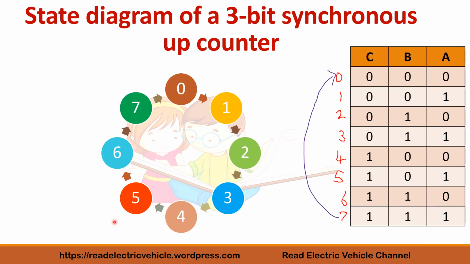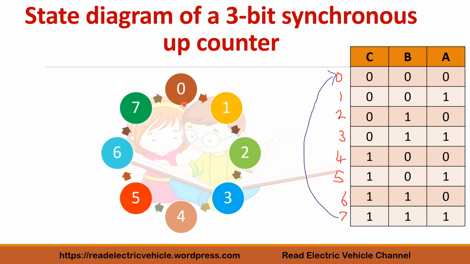Next, the important topic is the state diagram of the counter. A state diagram represents the different states of the counter, or shows in what manner the states of a counter change. It is a 3-bit synchronous up counter, and up counter means we are counting in the forward direction. So it goes 0, 1, 2. For 2, what is the next state? 3. When it is counting 3, the next state will be 4. It goes in this sequence only.